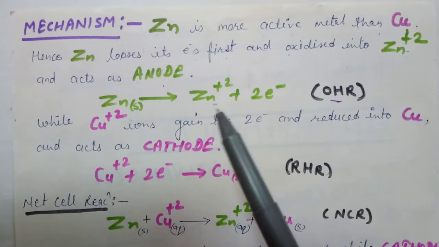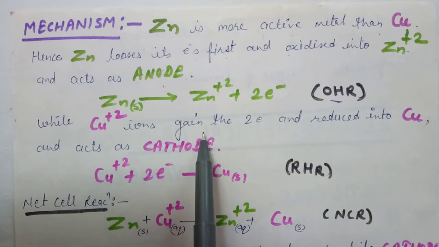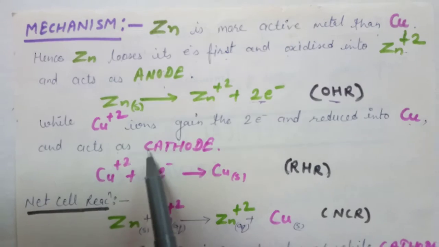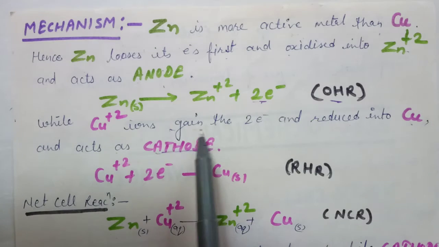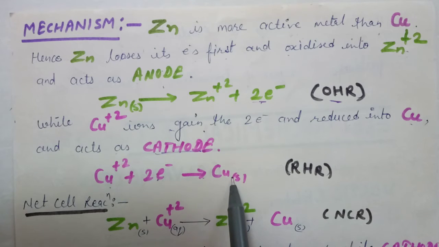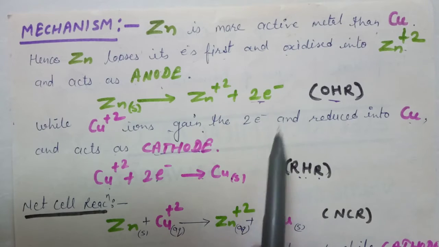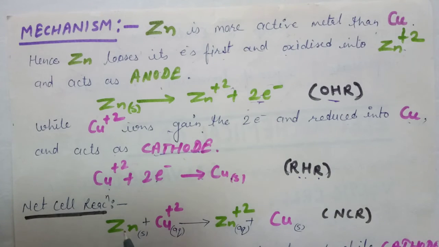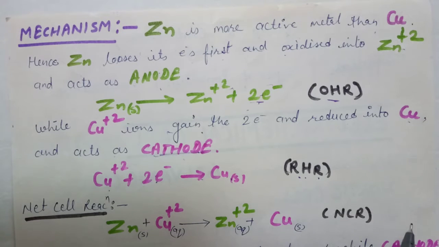Okay. Now Cu+2 ions gain these two electrons and are reduced into Cu, and this acts as the cathode because reduction takes place. Cu+2 + 2e- = Cu. This is the reduction half reaction. On adding these two reactions at the anode and cathode, the two electrons cancel out and the net cell reaction, or NCR, will be Zn + Cu+2 = Zn+2 + Cu.